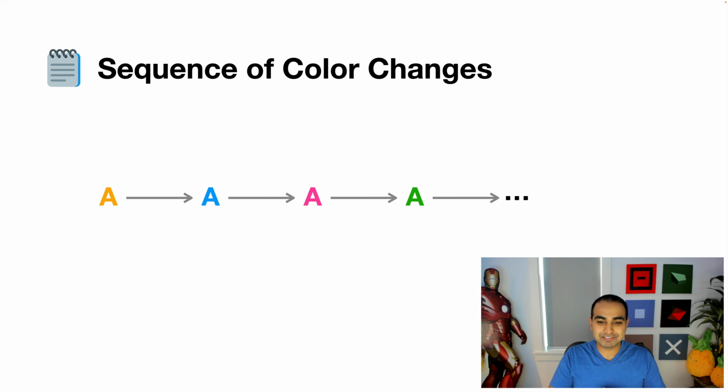And now if we have multiple changes, it looks kind of like this. We start with an orange A, it becomes blue colored, then it becomes pink, then it becomes green. It's a sequence of color changes. So our animation doesn't just run once, doesn't just do one particular state change from one state to another. It is a sequence of state changes that we're animating.